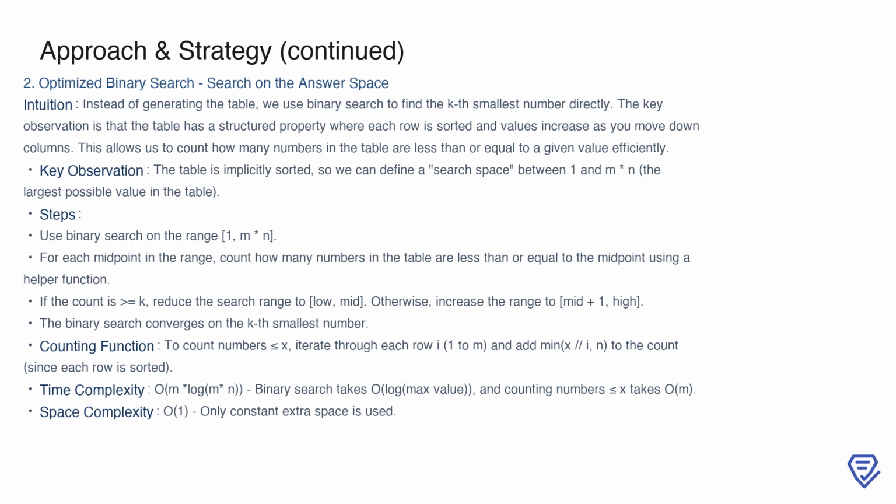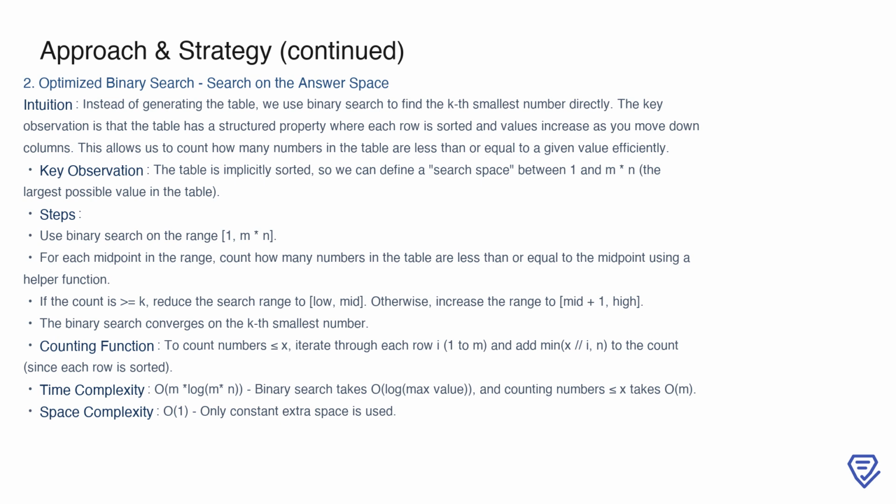This counting function iterates through each row and adds the smaller of x divided by the row index or the column limit, n. If the count is greater than or equal to k, we know the kth smallest number is smaller or equal to the midpoint, so we adjust our search range accordingly. Otherwise, we search in the higher range. The binary search continues until convergence, efficiently pinpointing the kth smallest number.